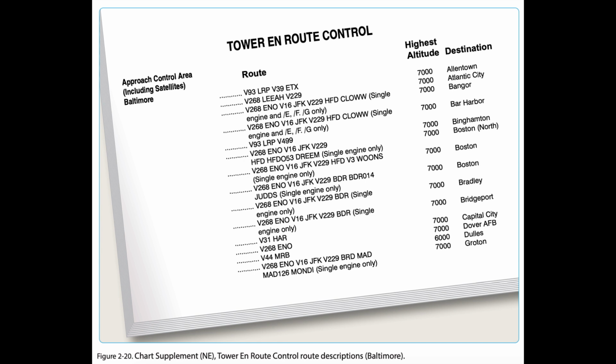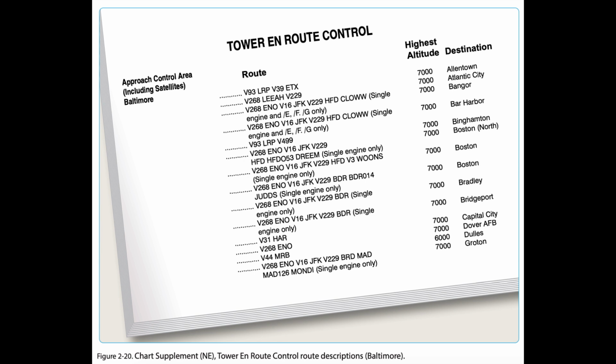All users are encouraged to use the TEC route descriptions located in the CS when filing flight plans. Figure 2.20. All published TEC routes are designed to avoid en route airspace, and the majority is within radar coverage. Tower en route control route descriptions.